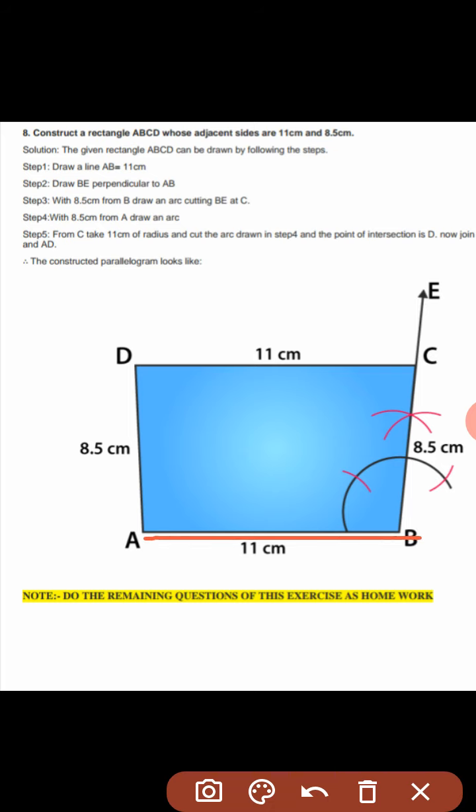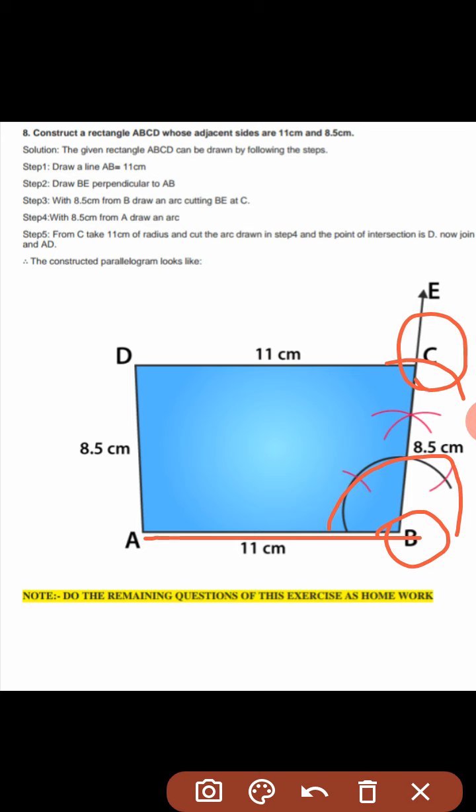Now draw BE perpendicular to AB. So here we have to draw BE perpendicular to AB, that means here we have to draw a 90 degree angle. Now after this with 8.5 centimeter from B, draw an arc cutting BE at C. Then from point B we have to cut an arc of 8.5 centimeter, at point C, and name it as point C.